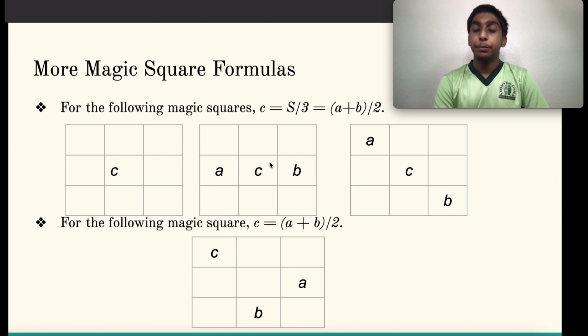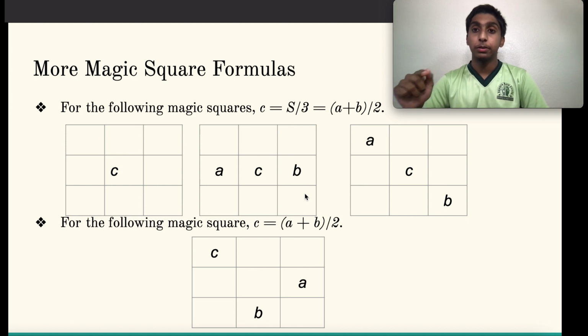So if we know A and B, we can find C because we know that (A plus B) divided by 2 will give us C. So that's just a quick and easy formula you can use. But please note, it only applies for these specific formations. So you have to be in this particular formation.